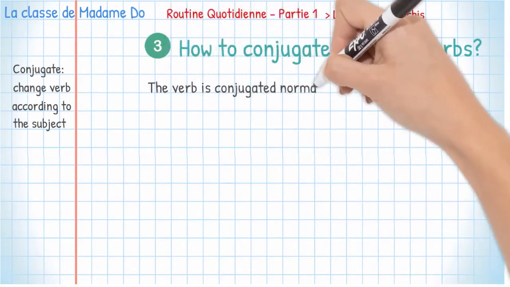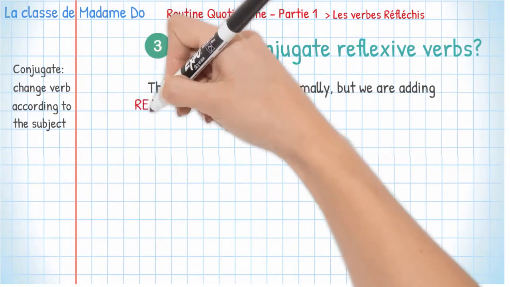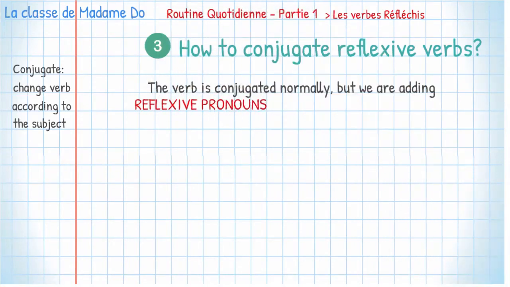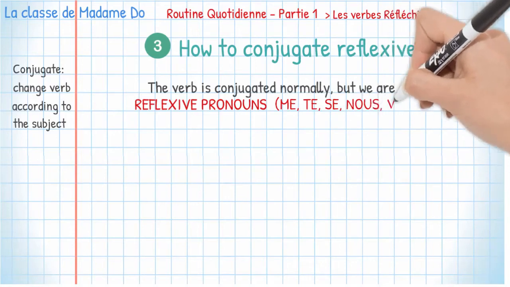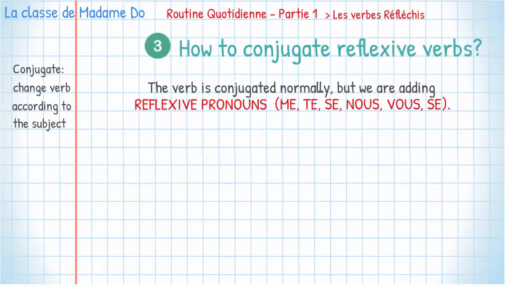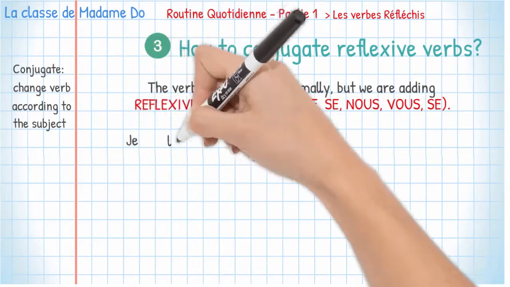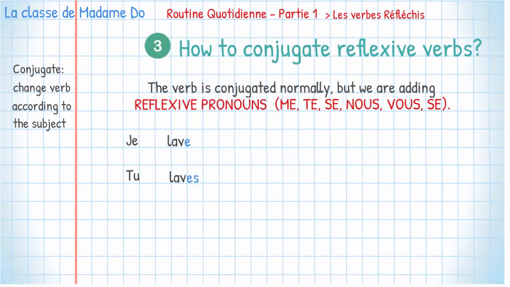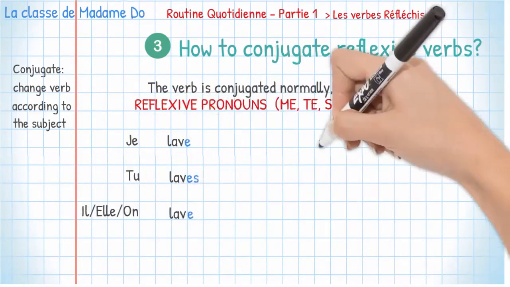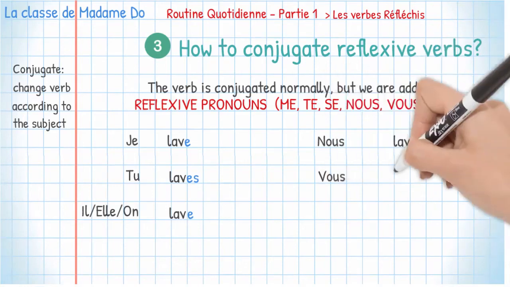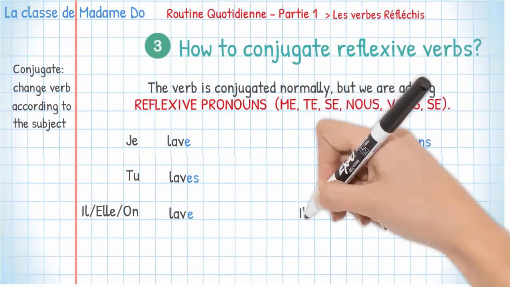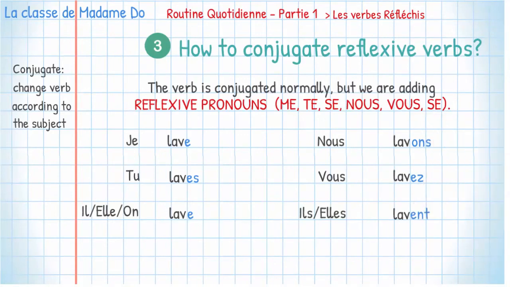For reflexive verbs, the verb is conjugated normally, but we are also adding some reflexive pronouns. The reflexive pronouns are me, te, se, nous, vous, se. I know it sounds a little bit confusing, but I promise you it's actually fairly easy. First, we are going to conjugate the regular verb laver. Je lave, tu laves, il, elle, on lave, nous lavons, vous lavez, ils, elles lavent. And of course, those verbs follow the regular ER endings: e, es, e, ons, ez, ent.